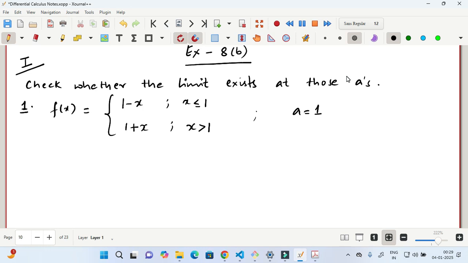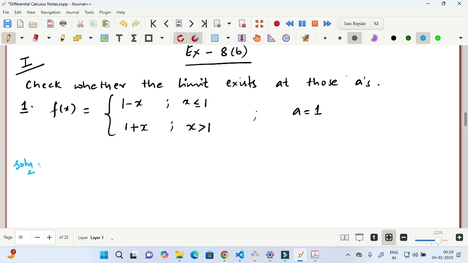Again, I'll be repeating. The limit exists at a point when the left hand limit at that point is equal to the right hand limit at that point. If the left hand limit and right hand limit are not equal, then the limit doesn't exist at that point. So that is the final conclusion. Now let us solve this problem.